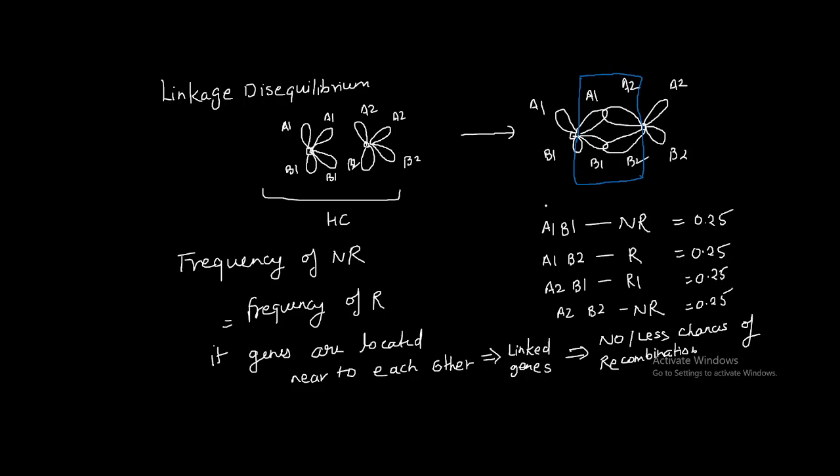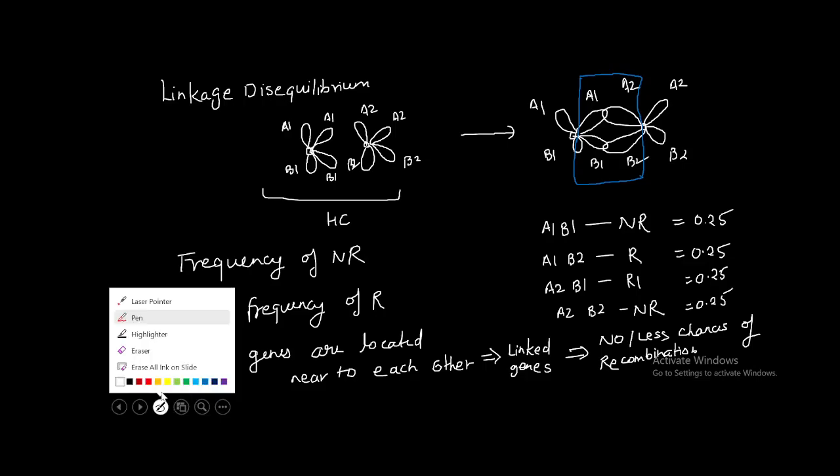depending on the distance between the linked genes, whether they are located near to each other or very near to each other. Depending on the distance between the genes, the frequency of these gametes which are going to be formed in the meiotic phase is going to vary. So this is known as the linkage disequilibrium. So always remember, in case of the linkage disequilibrium, Mendel's law is not going to be followed.